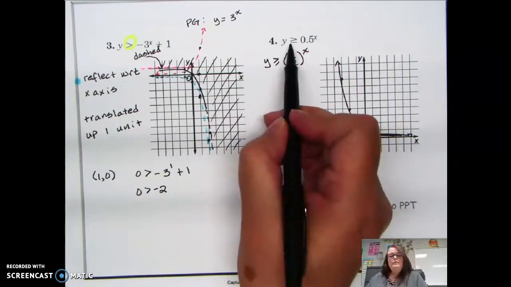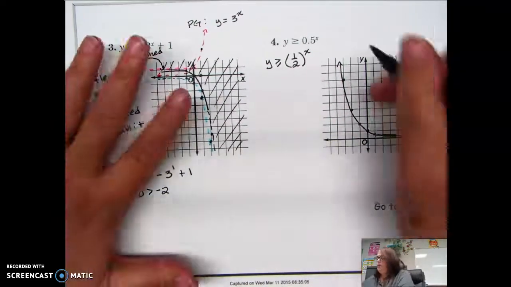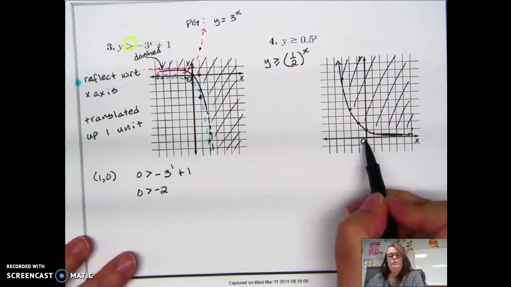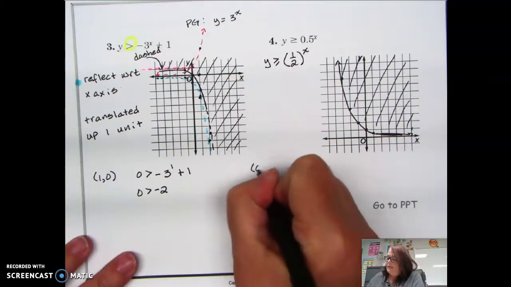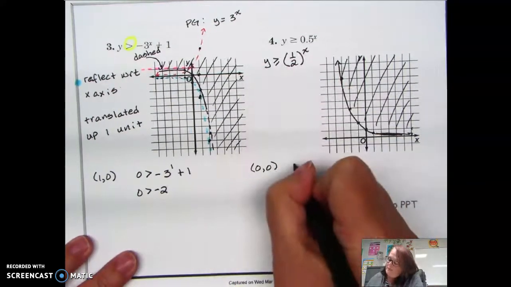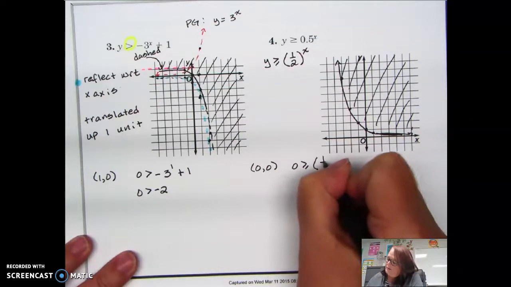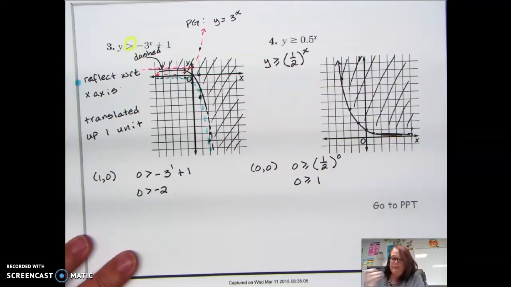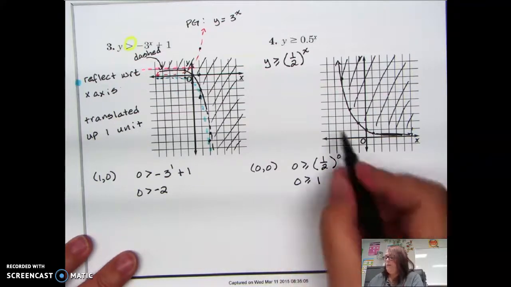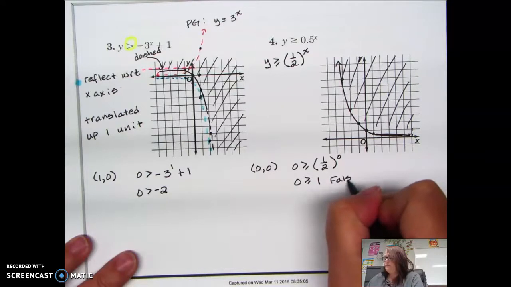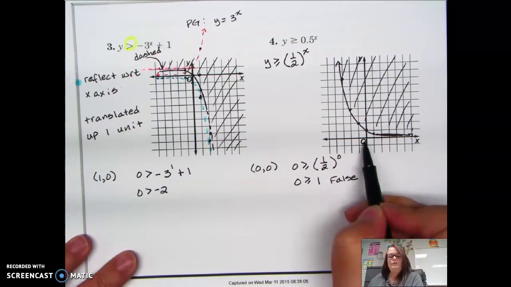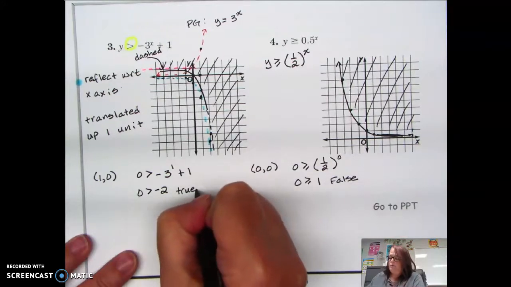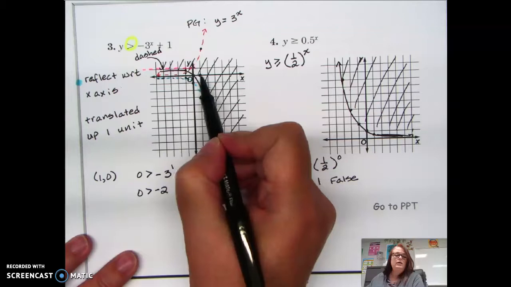And then again, to take care of this greater than, that means shade above your y-intercept. If we want to check, 0, 0 is not a point on the graph, so I can check it. When y is equal to 0 and x is equal to 0, is 0 greater than or equal to 1? Because any number to the 0 power is 1, and that would be false. Notice we did not shade where 0, 0 was located, we shaded on the opposite side. And again, this one was true, and so we should be shading where the dot is, and we did.